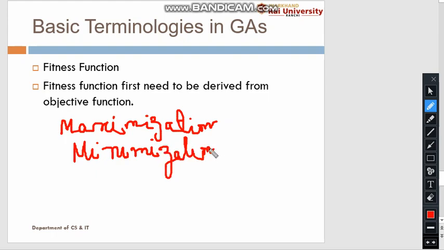मोस्ट प्रोबेबली हम लोग मैक्सिमाइजेशन प्रॉब्लम ही सॉल्व करते हैं जेनेटिक एल्गोरिदम में, but yes, अगर हमारे पास मिनिमाइजेशन प्रॉब्लम है तो first उसको हम मैक्सिमाइजेशन के फॉर्म में ट्रांसफॉर्म कर लेते हैं and then we find out the solution for the minimization problem.